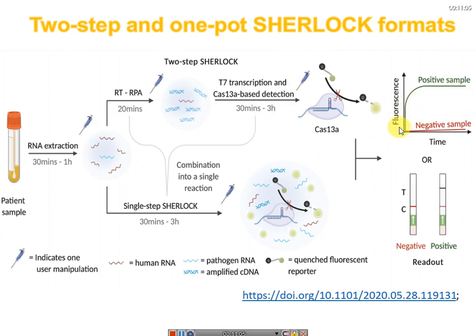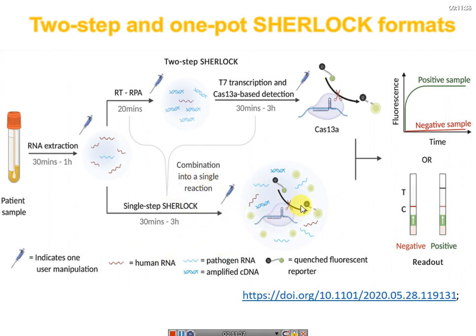If there's a positive fluorescence, then the sample has the target molecule, DNA or RNA molecule specifically here. And in a single step Sherlock, which is a bit more complex to perform than the two step Sherlock, we have the RT-RPA and T7 transcription steps merged together in a single reaction.